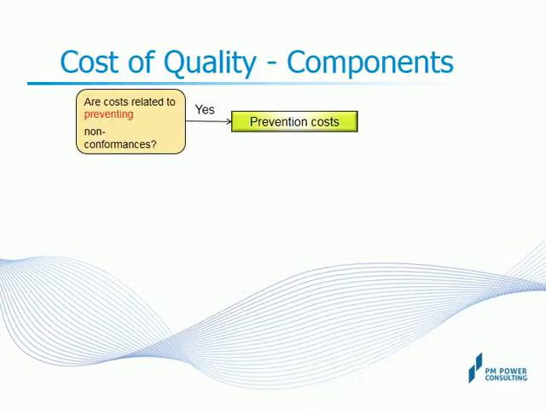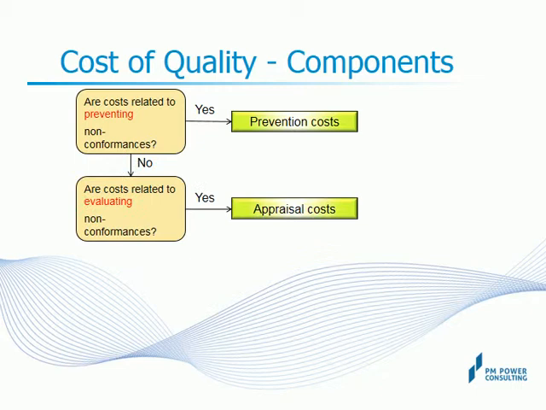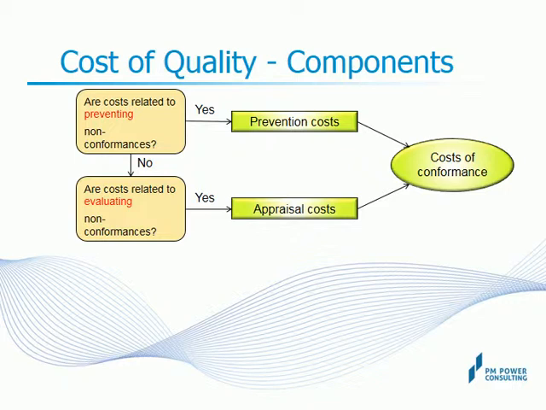If the cost is relating to preventing non-conformances, it is classified as prevention costs. Alternately, if the costs are related to evaluating the product or service for conformance to requirements, such costs are treated as appraisal costs. Since both prevention and appraisal costs are focused on ensuring conformance, both these components are treated as costs of conformance.